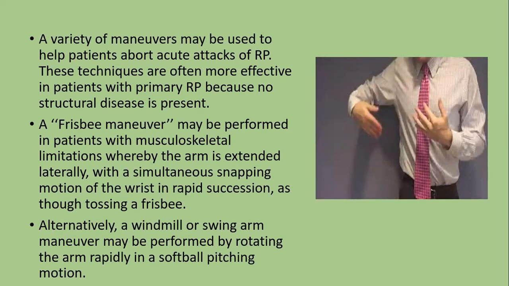A variety of maneuvers may be used to help patients abort the acute attack of Raynaud's phenomena. These techniques are often more effective in patients with primary Raynaud's phenomena because no structural changes are present. The Frisbee maneuver is performed in patients without musculoskeletal limitations, whereby the arm is extended laterally with a simultaneous snapping movement of the wrist in rapid succession, as in tossing a Frisbee.